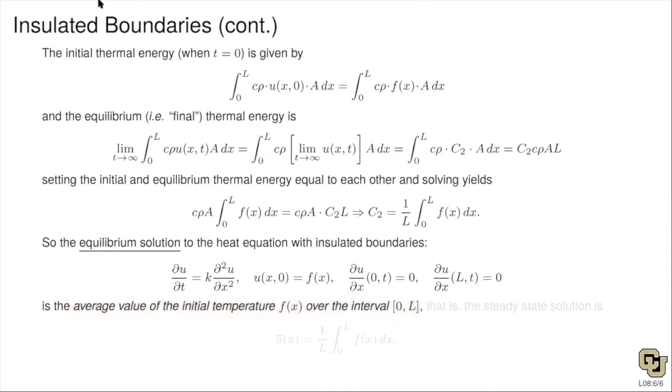So here is the thermal equilibrium solution for the situation where we have these insulated boundaries. And by the way, it's a complete coincidence that the first term of the Fourier series is also the average of the function. That's a total coincidence.